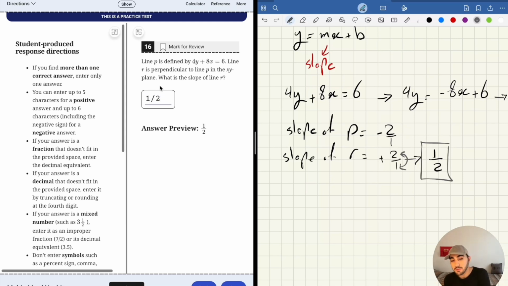And what would be the slope if the lines were parallel? Then both of them would have negative 2 as the slope.